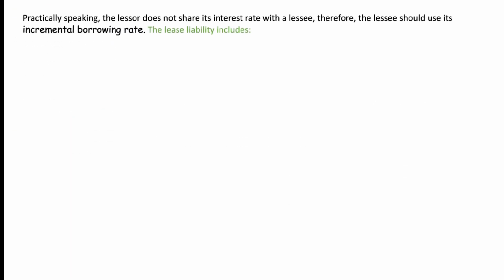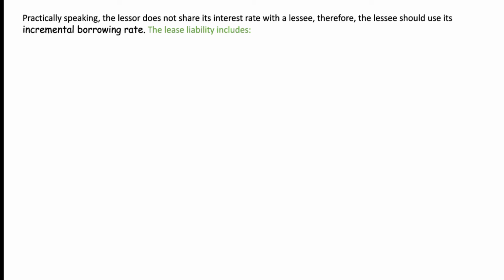Practically speaking, the lessor does not share its interest rate with the lessee, and that's why it is very difficult to find the interest rate implicit in the contract. And that's why, in practice, the lessee should use the incremental borrowing rate. It is very easy for the lessee to find the incremental borrowing rate.